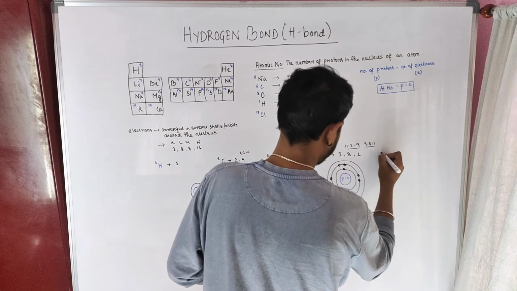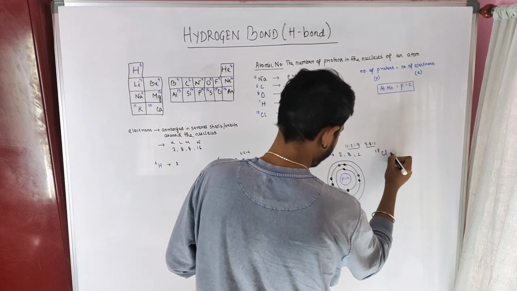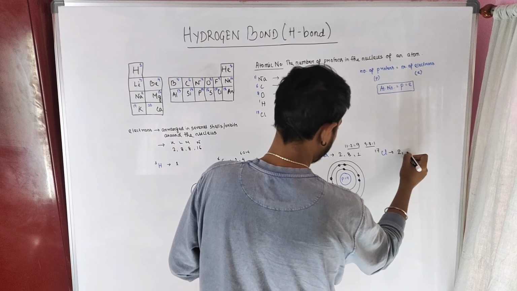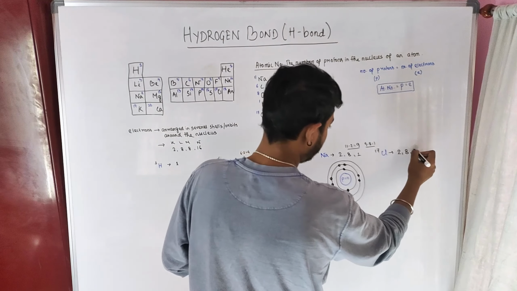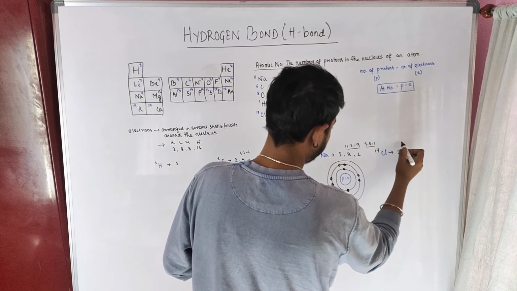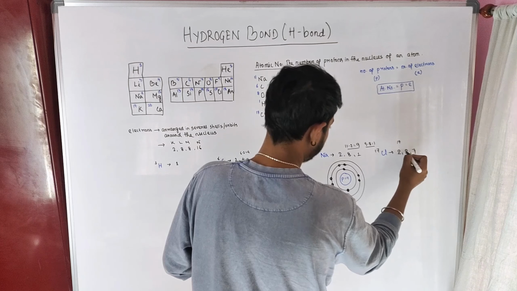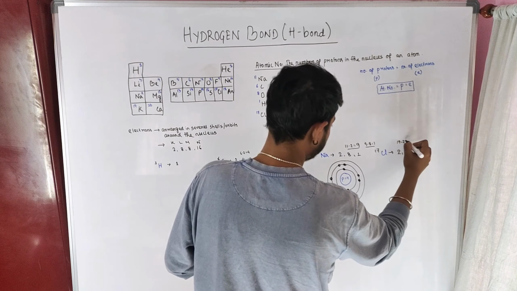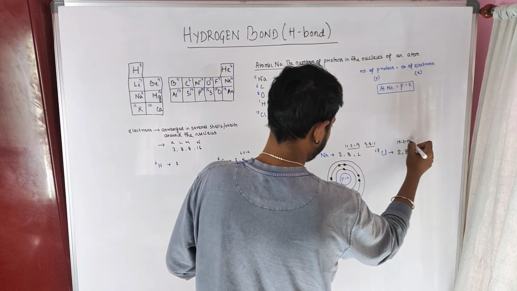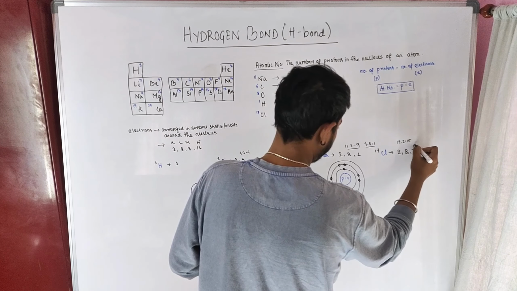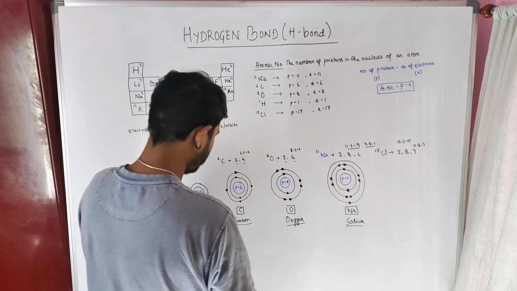Next we have chlorine. 17. So it will be 2. Next one will have 8, and the last shell will have 7. So it has a total of 17 electrons. 17 minus 2 is equal to 15, and this one will have 15 minus 8 equal to 7. So that's why 7.